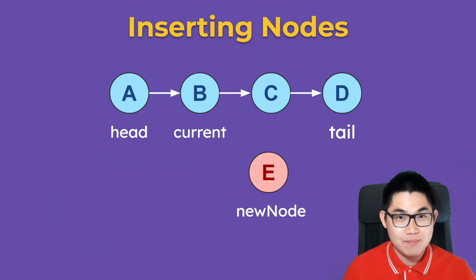And the next step is very simple. We connect the new node to the one at index 2.